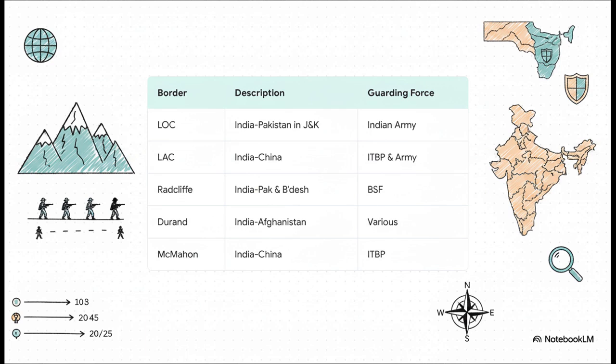We also have to look at the historical lines. There's the Radcliffe Line, established back in August 1947 to divide India and Pakistan, which is guarded by the Border Security Force. Then you've got the Durand Line, an older boundary from way back in 1896 touching the Jammu and Kashmir region in Afghanistan. And finally, the McMahon Line, determined in 1914 at the Shimla Convention to separate India and China, guarded by the ITBP. Pinning down these specific dates and the designated forces gives us a much clearer picture of modern geopolitics.